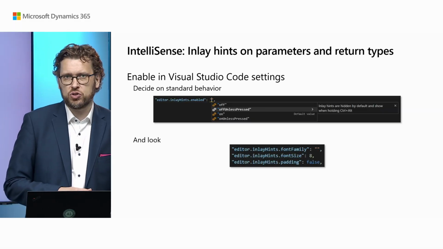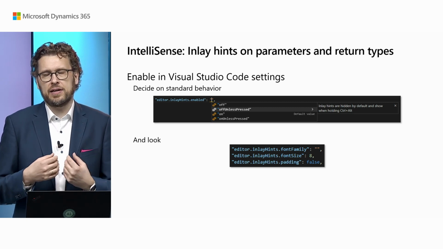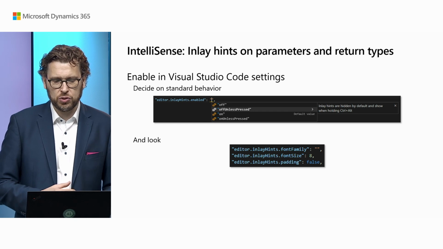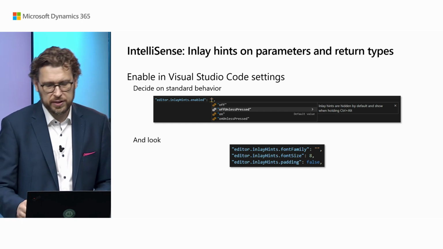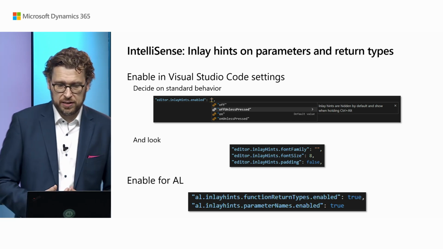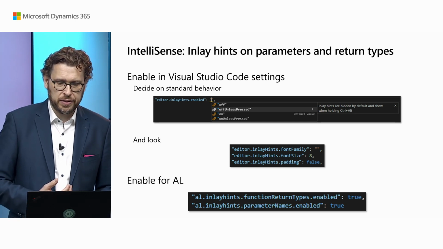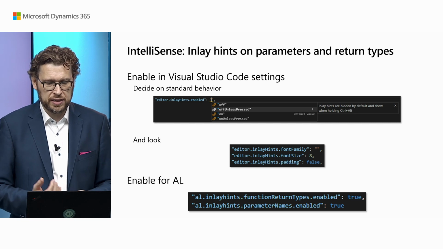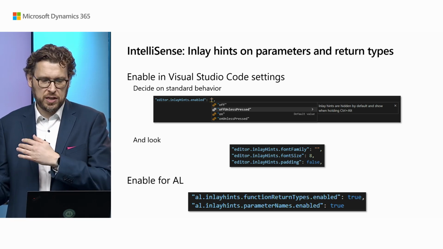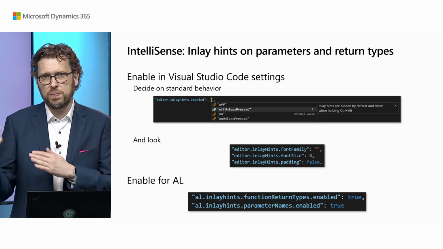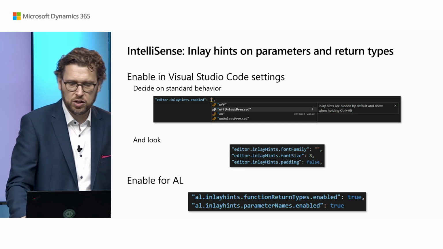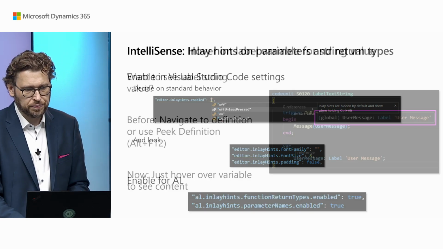And then in Visual Studio Code, you can also then influence how these inlay hints are shown. You can decide the font family and size and the padding here. But then you also have to enable it for AL, right? So we have a property or two properties in the AL.inlayHints collection for enabling whether you want to see it on function return types or for the parameter names, right? So to have this functionality, enable it in VS Code and for AL.